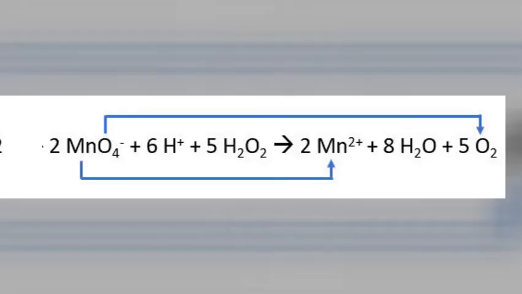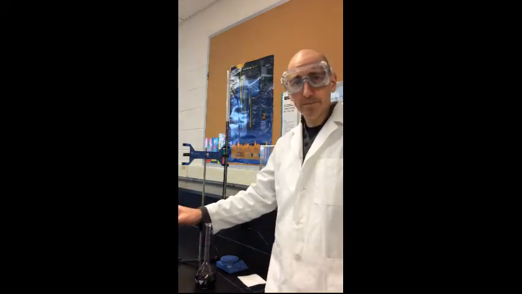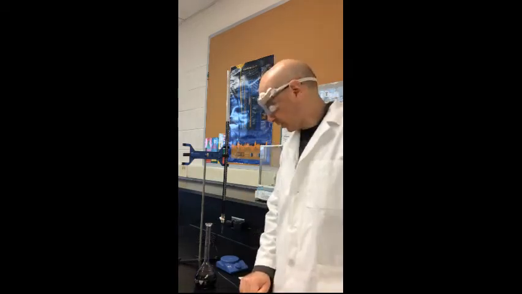So if you look at equation number 2 that you've been given, that is the net ionic equation for the redox reaction that will happen between potassium permanganate and hydrogen peroxide. We're going to do a titration similar to what we've seen with acid-base titrations.